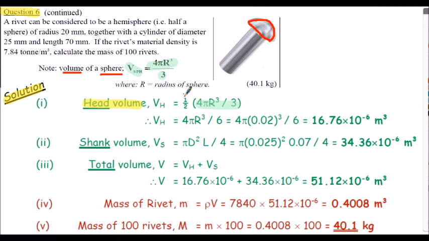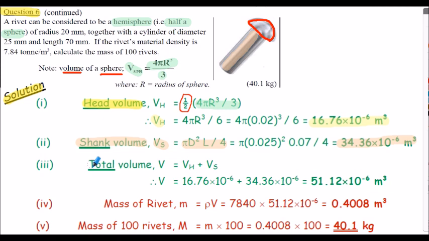But I've factored it by a half because we have a hemisphere, which of course is half a sphere. So be very careful when you're working out the head of the rivet. The formula given is for a sphere, like a football shape, but we have half of that. So you need to account for that when you calculate the volume of the head. But from the equation, I can calculate the volume of that head in meters cubed. Then to calculate the volume of the shank, this is the shank of the rivet, shank volume is simply the volume of a cylinder. So I can work out the volume of the shank.